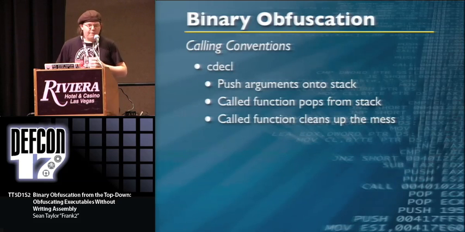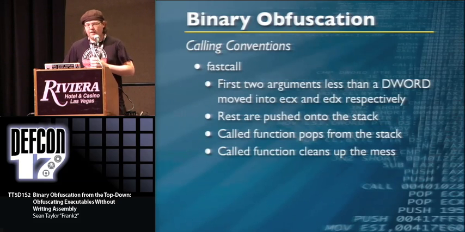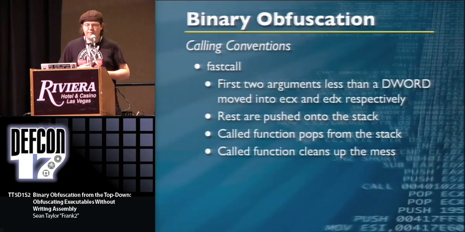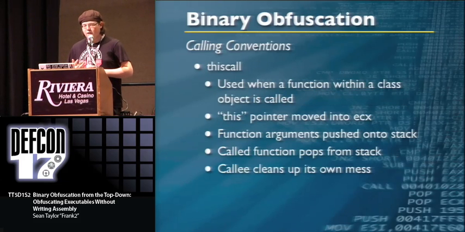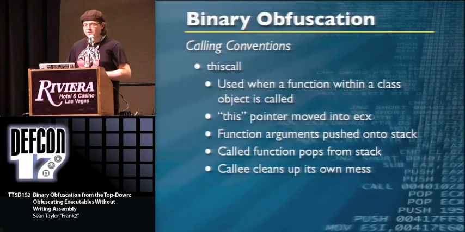Fastcall, however, is kind of interesting in that it tries to be fast because it pushes the first two arguments into two registers, meaning that it doesn't have to access the stack for those. The rest of the data, if there's more, is pushed onto the stack. Then the called function pops from the stack, and the called function cleans up the mess. Thiscall is another very interesting one. This is basically used when a function within a class object is called. The this pointer is moved into ECX. The function arguments are then pushed onto the stack. Then the called function pops, and the callee cleans up its own mess.